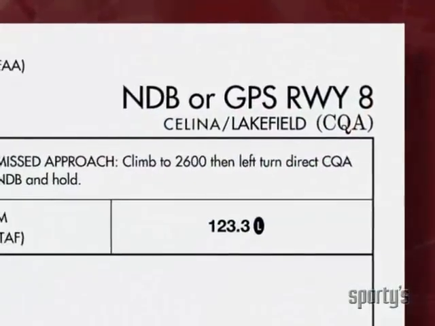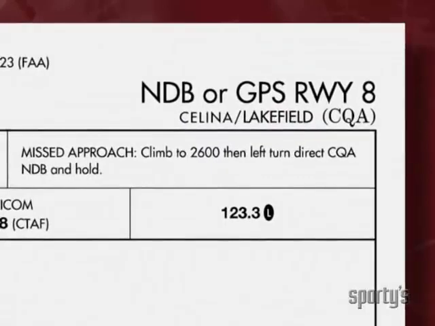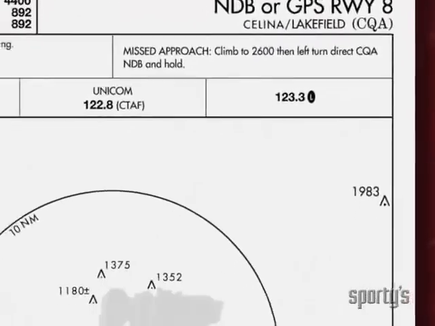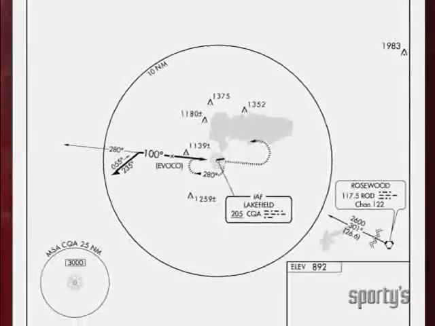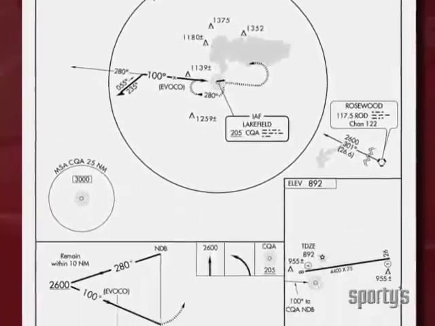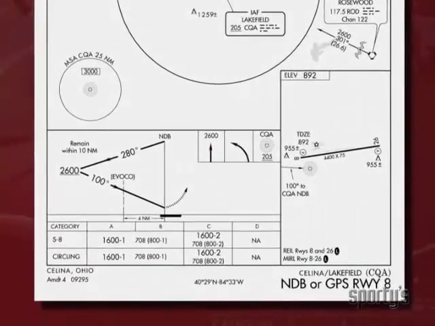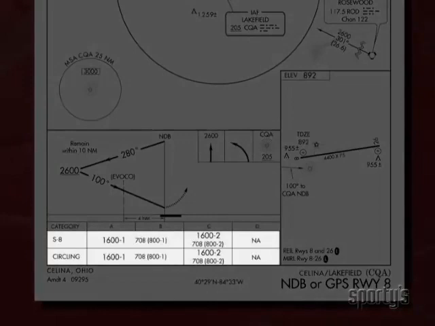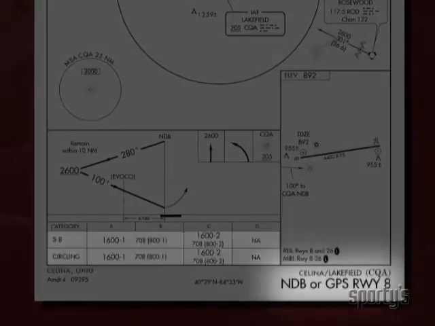GPS approaches will include the letters GPS in the title of the procedure. The approach may coincide with a non-precision approach utilizing ground-based nav aids. These overlay approaches will display approach minimums in the familiar straight-in or circling format. An overlay approach can be identified by an OR in its title. The NDB or GPS Runway 8 approach at Lakefield in Salina, Ohio is an example.